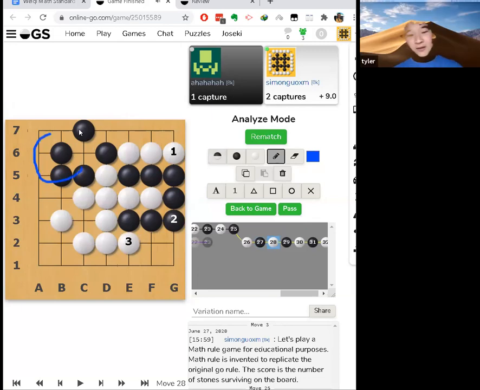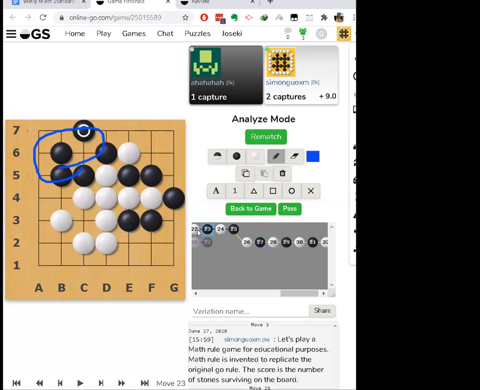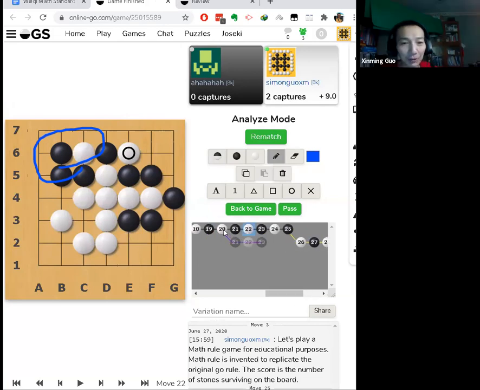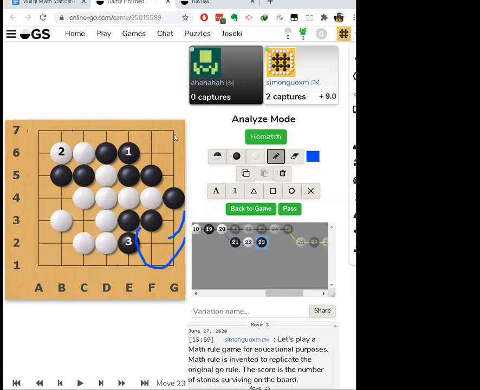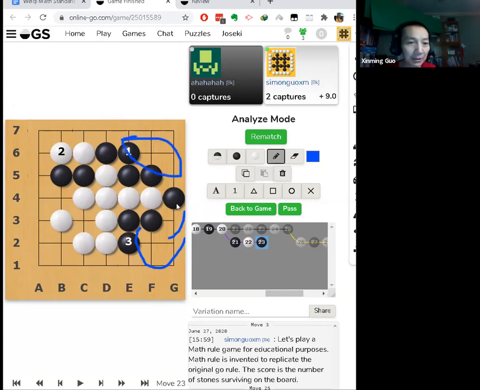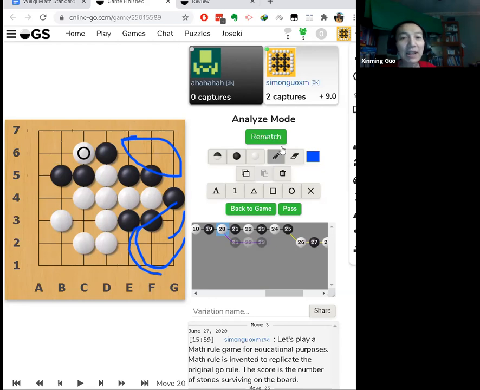Black only survives in this area. If you don't know the future, you only survive in this small area. But if you know the future, when white plays here, you can play here, and when white plays here, you play here. You can survive this many territories. So that's the value of knowledge. And that's why we practice a lot.